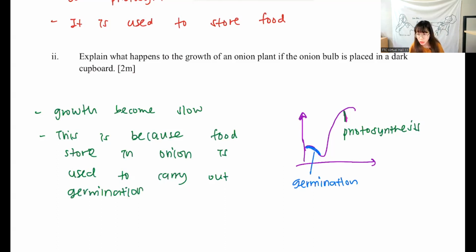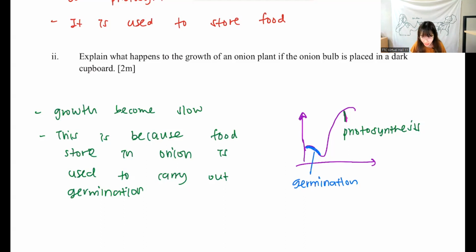They don't need nutrients anymore. They just use it to carry out germination so that in the future they can produce nutrients by themselves. It's not because they don't need nutrients. It's because in the future they have a way to produce nutrients. Okay, guys?